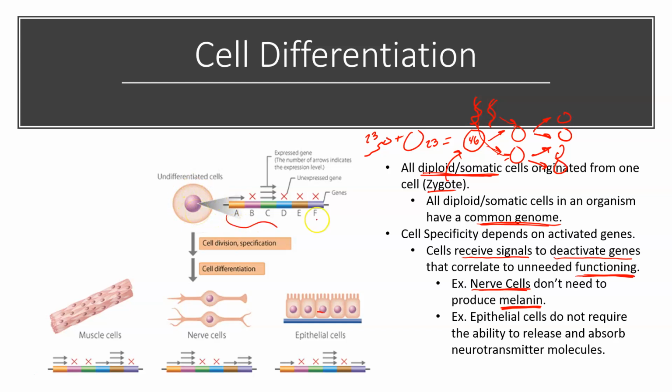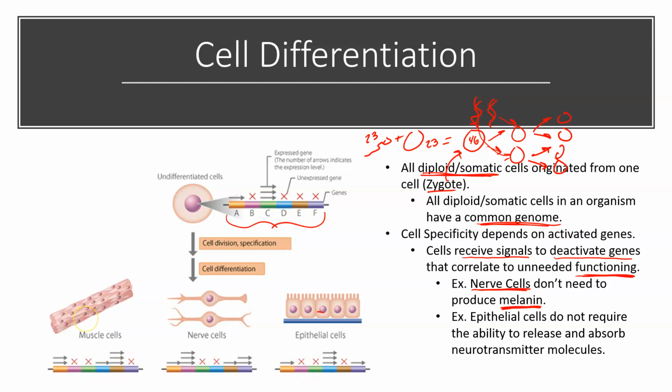Okay, so when you look at this quick, small section of this undifferentiated cell's genome, this is a section that contains 6 genes. The X's indicate unexpressed genes, so these genes would be turned off. The number of arrows would be the degree of expression, right? So 3 arrows is more highly expressed than 1 arrow, for instance, but gene A and gene C in this particular diagram would be expressed.